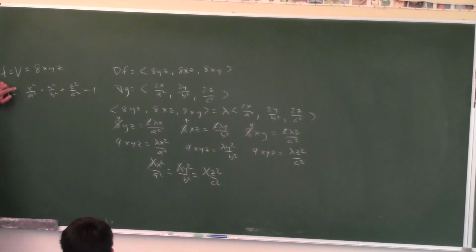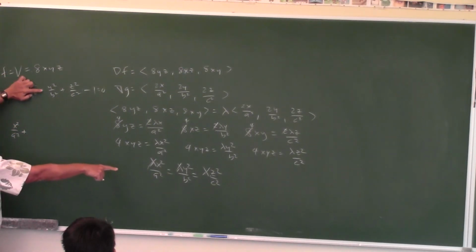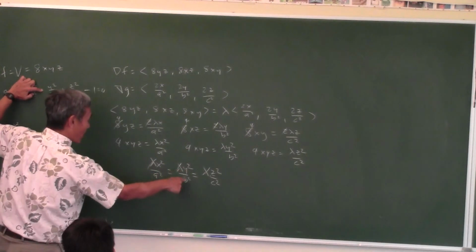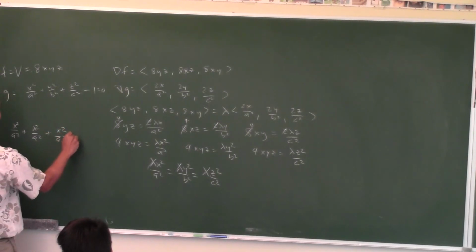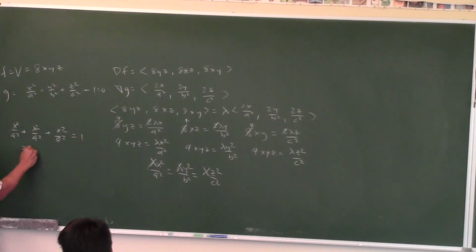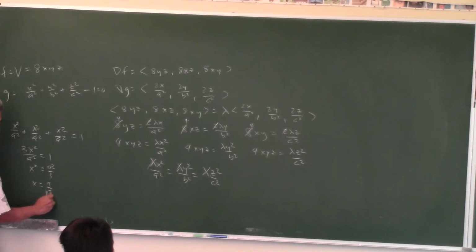So here's your side condition, equals 1. Shall we put everything in terms of x again? So x squared over a squared plus, what can I substitute for y squared over b squared? Right here, it's equal to x squared over a squared, plus x squared over a squared, equals 1. 3x squared over a squared equals 1. x squared is equal to a squared over 3, x equals a over root 3. That was a lot faster.